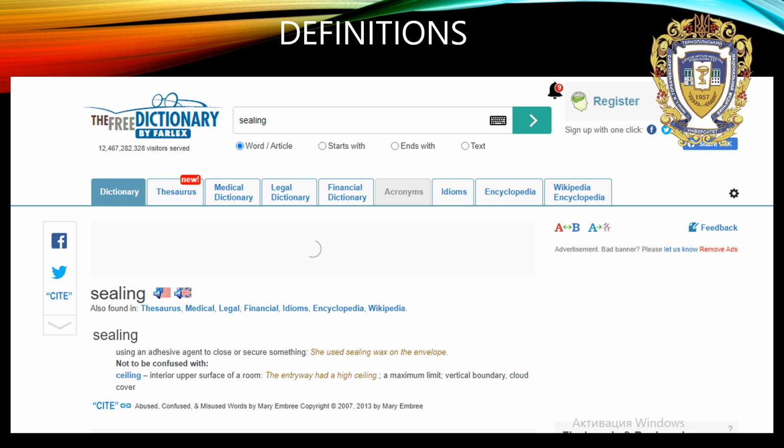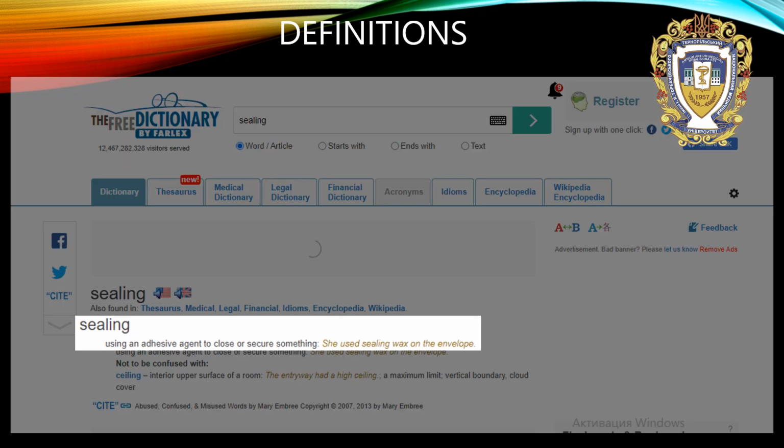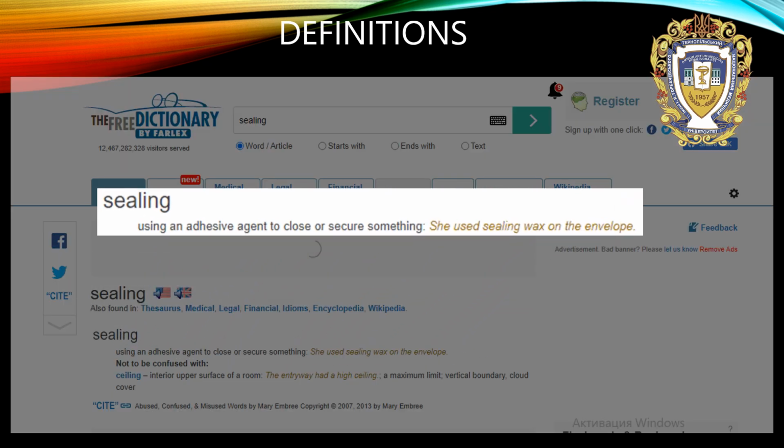Then, let's look at the term sealing. In common meaning, sealing means using an adhesive agent to close or secure something.